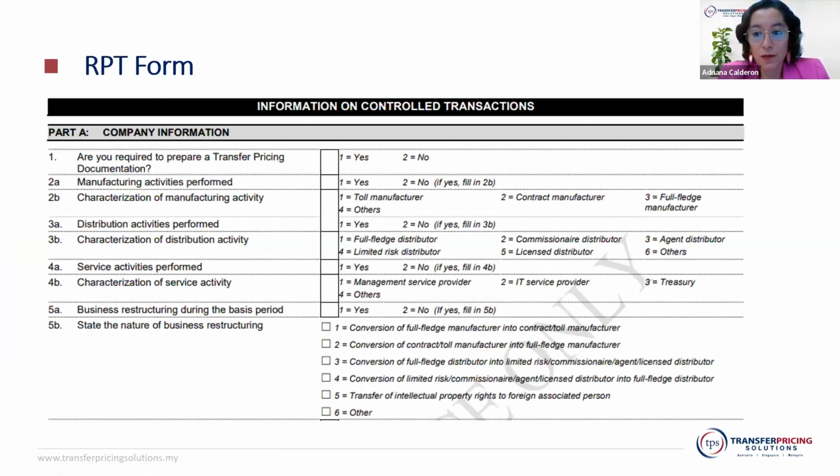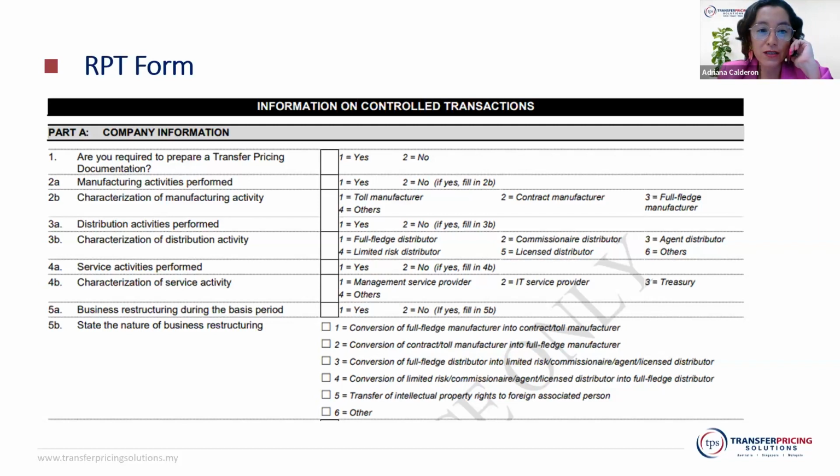My take on this is that you will always have to answer yes, because if you don't have controlled transactions, then you are not required to prepare documentation. But if you have controlled transactions and you have to complete the form, then the answer is yes. So I would be very curious to know of any taxpayer who has answered no here and still has disclosed values. So I'm guessing the only situation where someone will answer no is when you're actually not going to declare values.